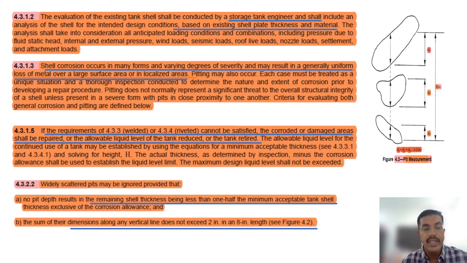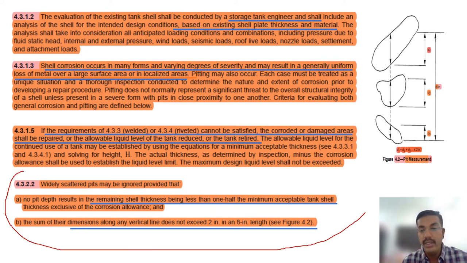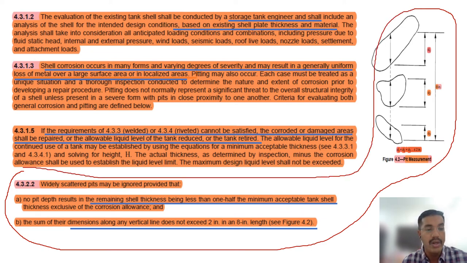So as I told, 4.3.2.2, I have left that one. I left it at that place and I told you a question will surely come. So what is that question? Widely scattered pits may be ignored provided that no pit depth, and the sum of the pit depths, results in the remaining shell thickness being less than half of the minimum acceptable tank shell thickness.